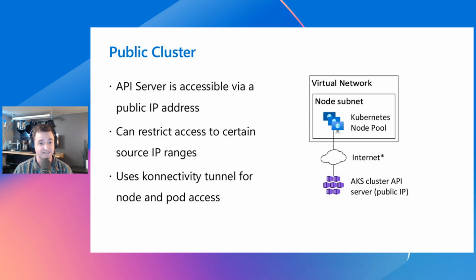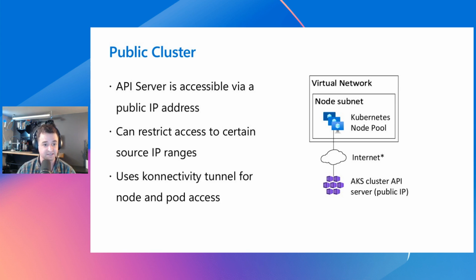So the first option is a public cluster. So the public cluster, the API server is accessible via a public IP address. Now, it doesn't mean it's wide open. You can restrict access to certain source IP ranges. And this does use connectivity tunnel for node and pod access. So as you can see, going from your Kubernetes node pool, it goes across the internet, it stays within Microsoft, but it does reach a public endpoint, and then to the AKS cluster API server. And again, it's a public IP.